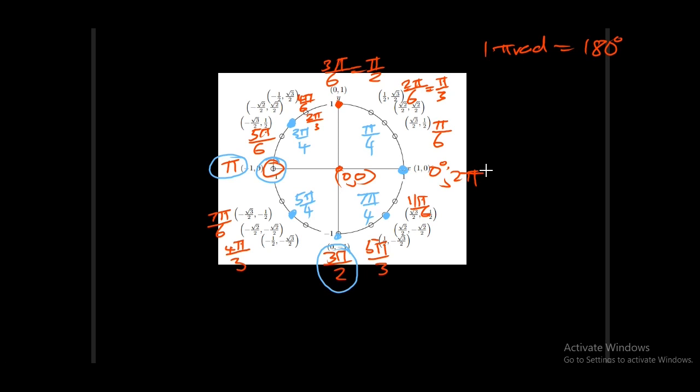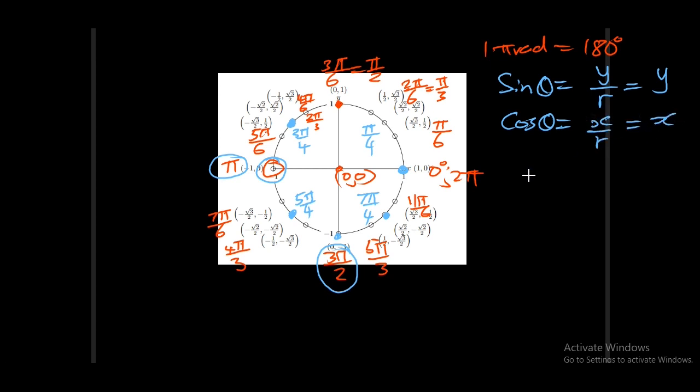Now we can use this. So remember, we said sine, for example, was y over r, and we said that the radius of this circle is 1. So that's the r, so this is the same as y. And cosine is x over r. If the r is 1, then it's just x. Finally, tan remains the same because this is y over x.